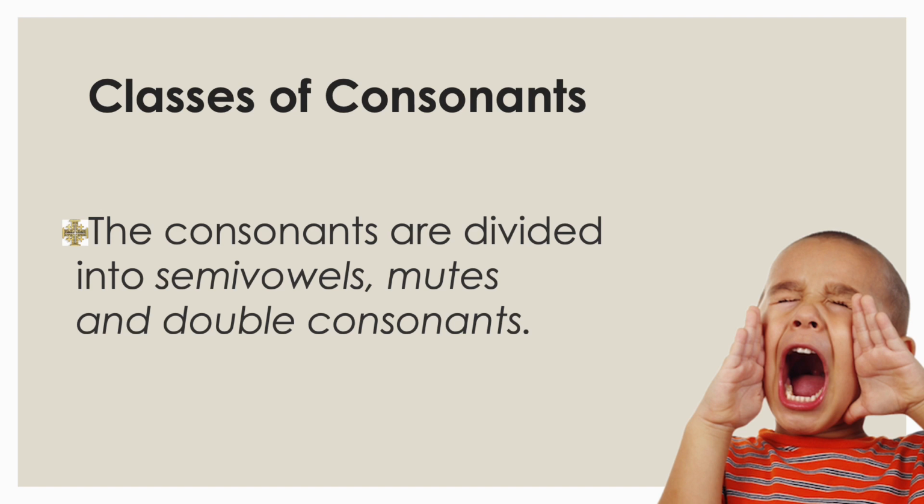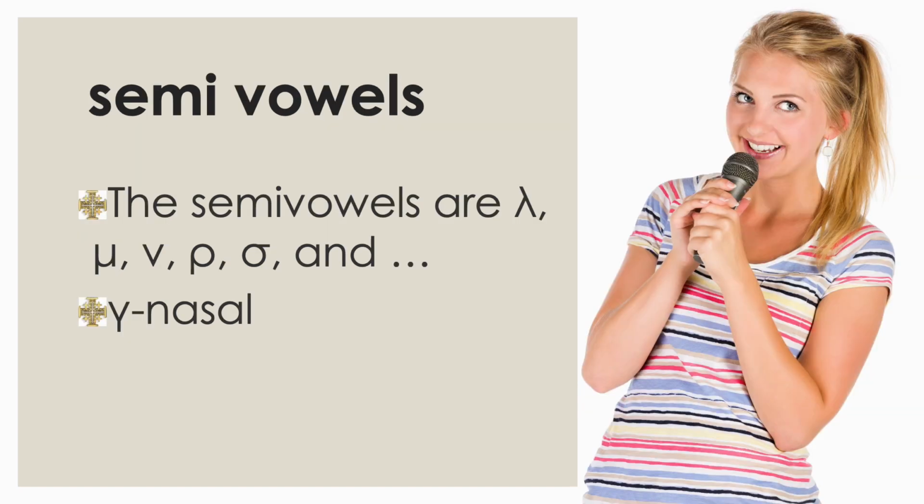Consonants can be divided up into different classes. We have semivowels, mutes, and double consonants. I've covered vowels with the previous video. So what is the difference between a vowel, a semivowel and a consonant? Well, basically vowels have comparatively open configuration of the vocal tract, and the vibration of the vocal cords doesn't have any sort of audible friction in it.